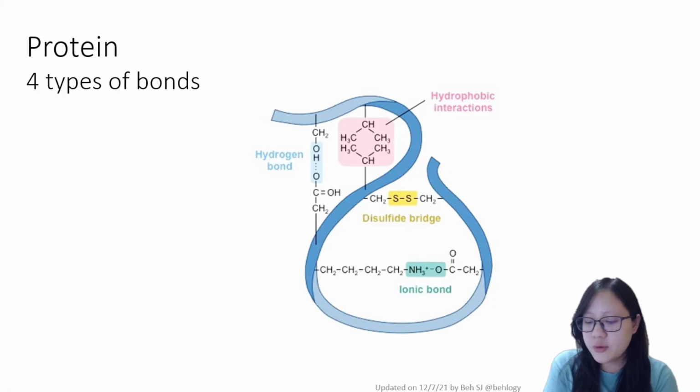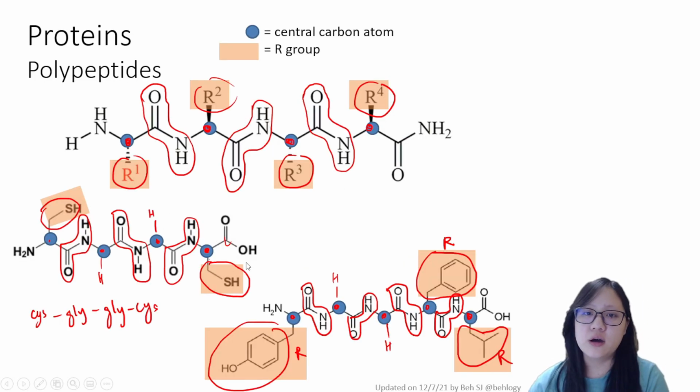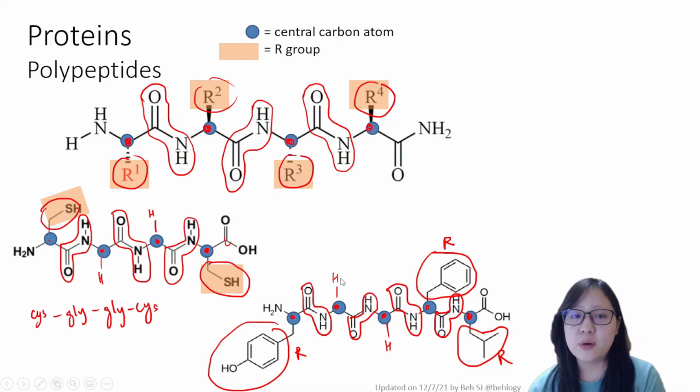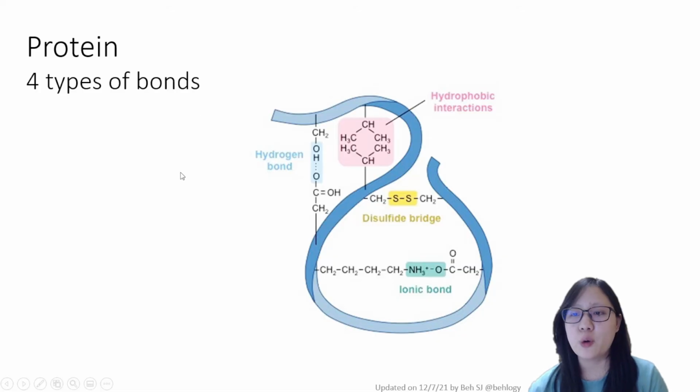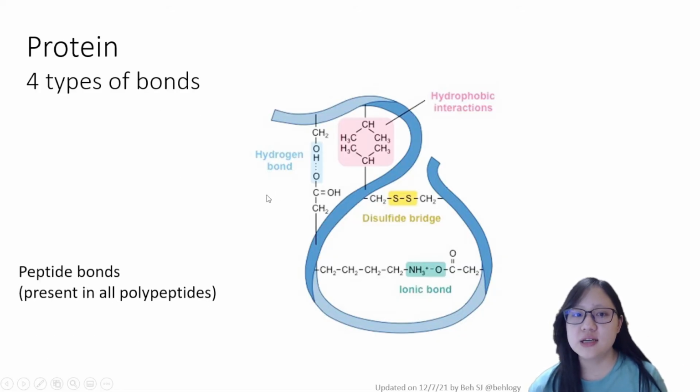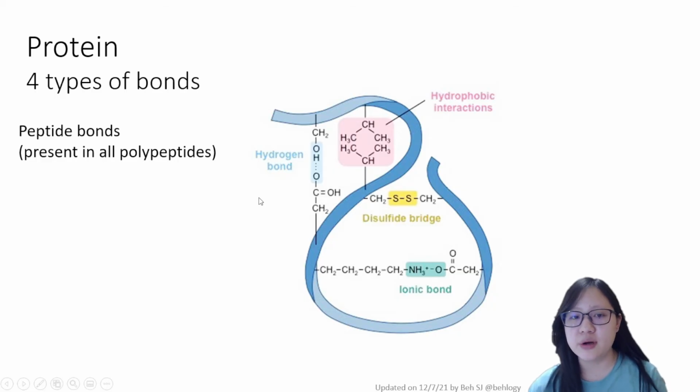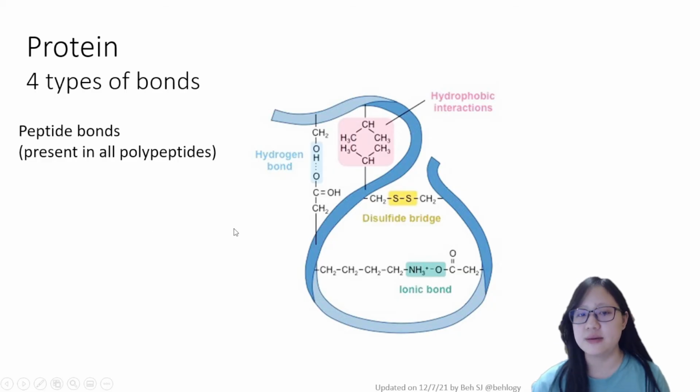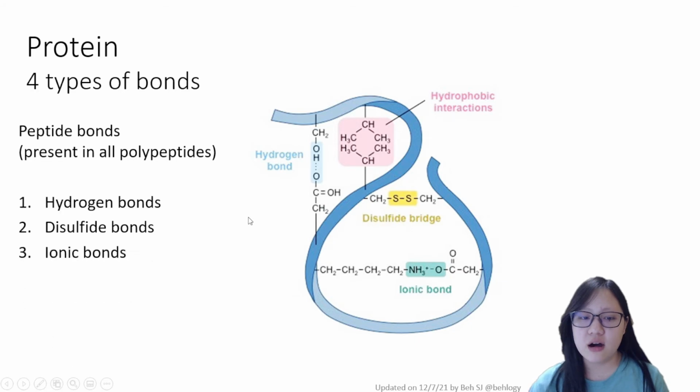Okay, now we gotta move on to other types of bonds in the protein. As we said just now, polypeptides and dipeptides all require the peptide bond. This is true. The peptide bond is found between different amino acids and is present in all polypeptides. But other than that, there are 4 more bonds that you need to know about.